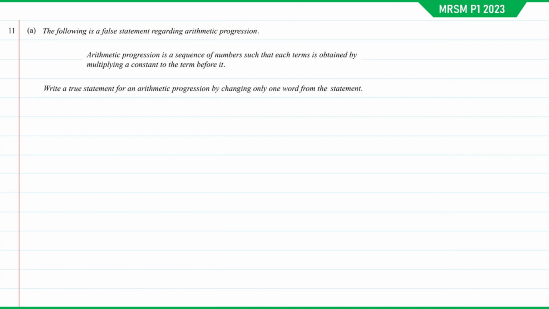Question 11a. The following is a false statement regarding arithmetic progressions. Arithmetic progression is a sequence of numbers such that each term is obtained by multiplying a constant to the term before it. Write a true statement for an arithmetic progression by changing only one word from the statement. The word here will be multiplying. If we're multiplying a constant to the term before it, then we get what we call a geometric progression. To form a true statement, we're going to change the word multiplying to the word adding.